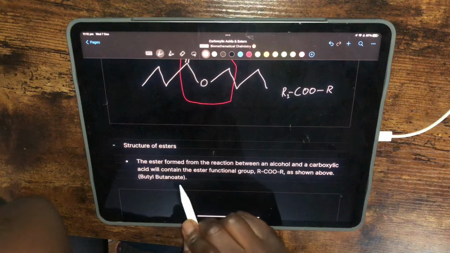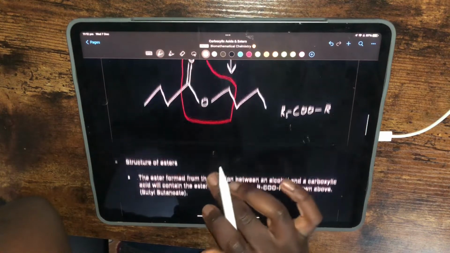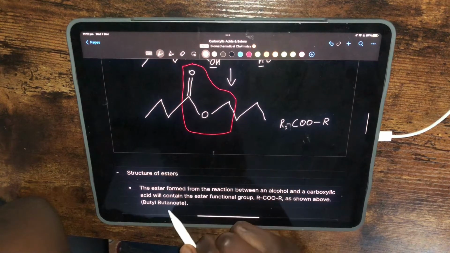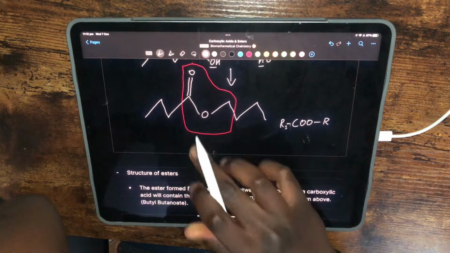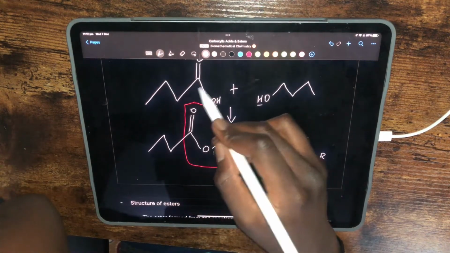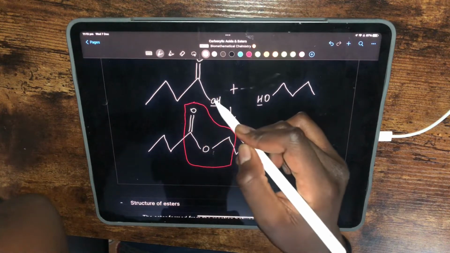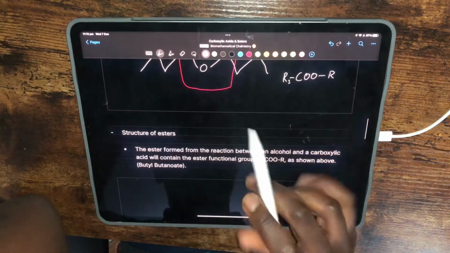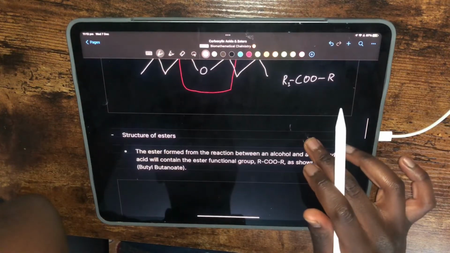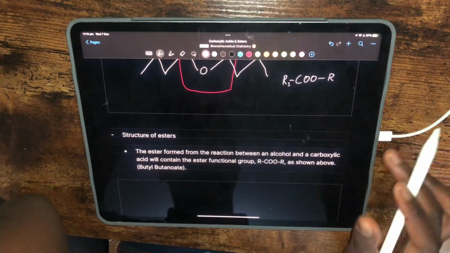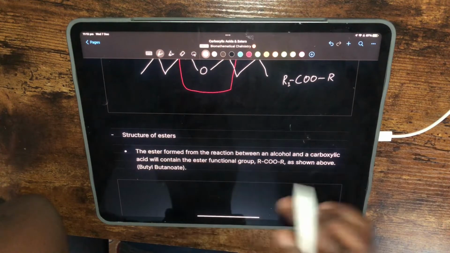Relating it back to this carboxylate here, that's related to the butanoic acid. So this is a butanoate, we'll call this a butanoate ion. And when you combine them together, your butanol and your butanoic acid, you have your butyl butanoate.